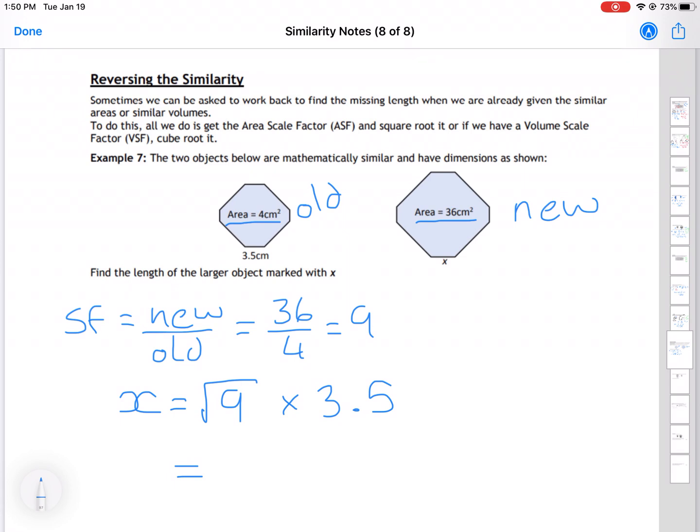Now if we pop that into our calculator, the square root of 9 is 3, and we can multiply that by the 3.5. We'll end up with 10.5. So 10.5 centimetres is the length of the second shape down the bottom there where the X is.